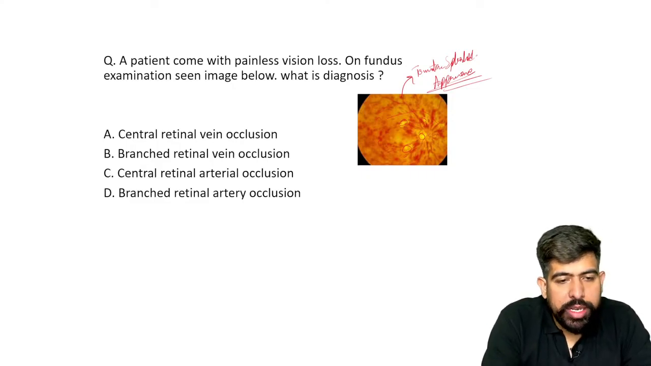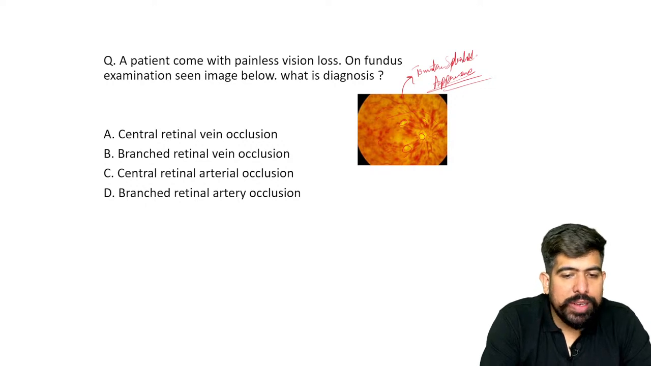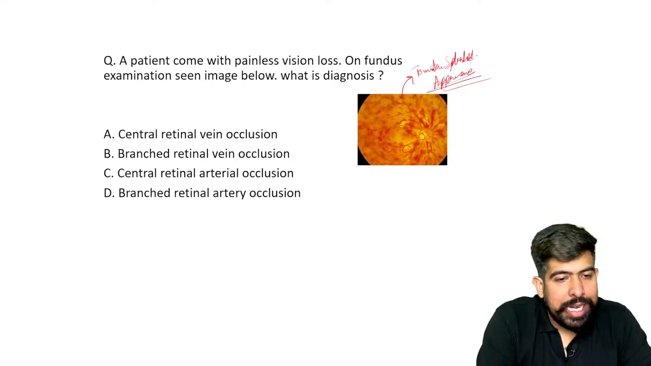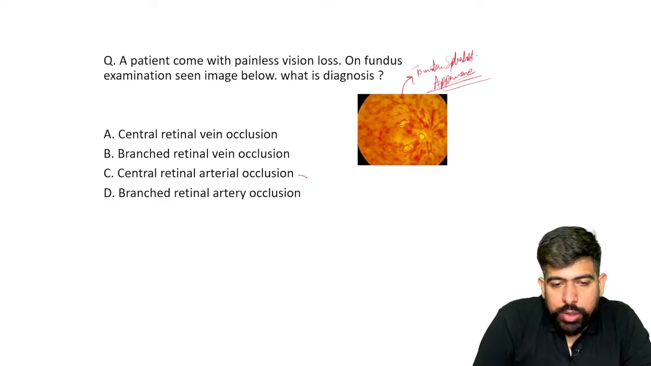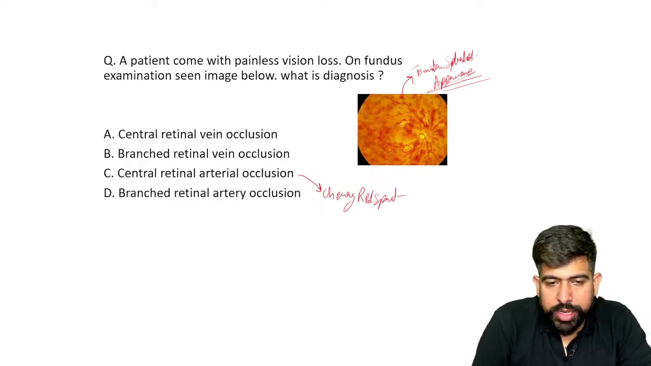By the name only you can understand. It seems that someone has splashed tomato over the retina. So this is known as your tomato splashed appearance. We talked about central retinal artery occlusion just now, which is the cherry red spot. Just we talked about it, right?